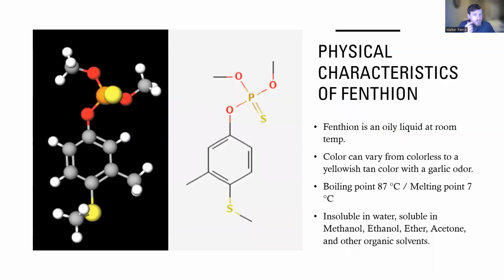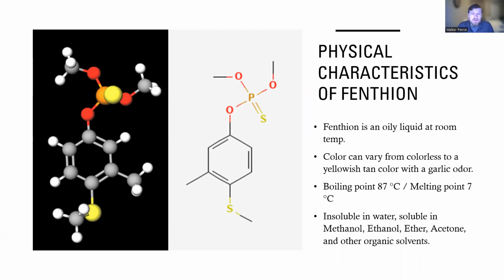Here I have a 2D image and a 3D image of the molecule, and I also list out the physical characteristics. Fenthion is an oily liquid at room temperature, and its color can vary in any way, shape, or form, considering what they are using it for. Sometimes they put some stuff in it for different uses, but its original color is colorless, but it can vary to yellow, like to a tan color, and it smells like garlic for some reason.